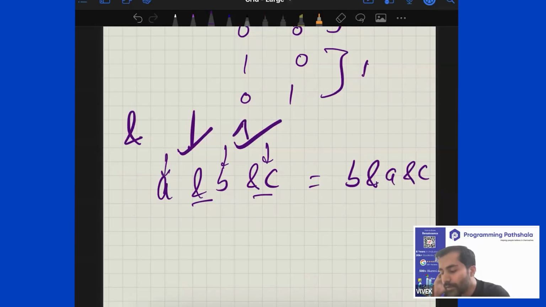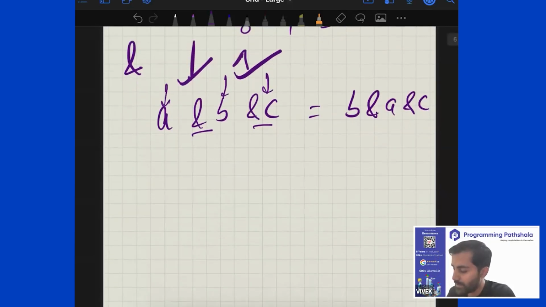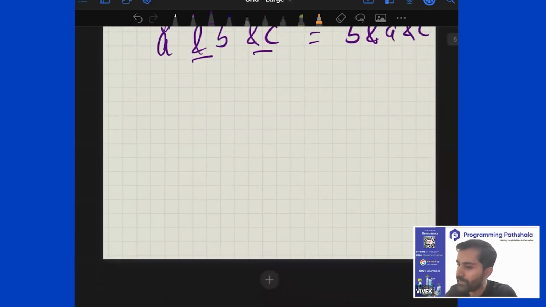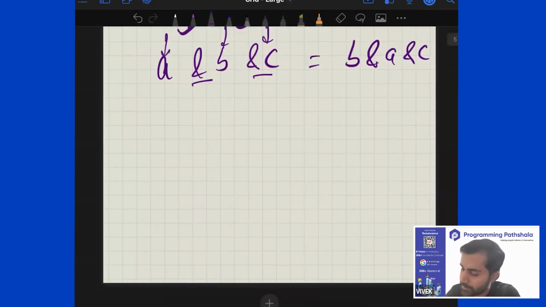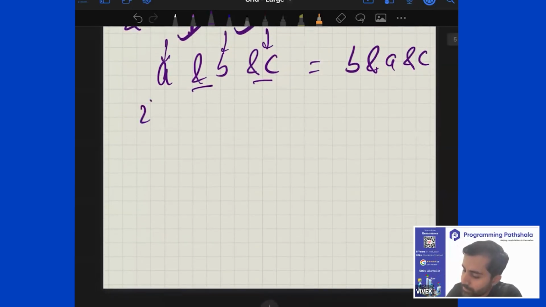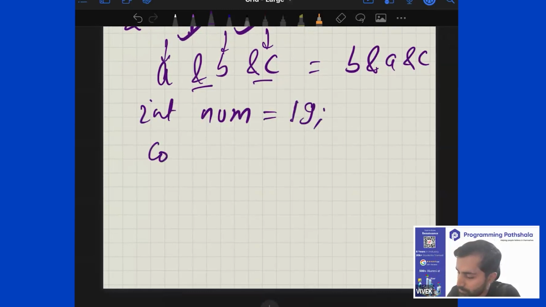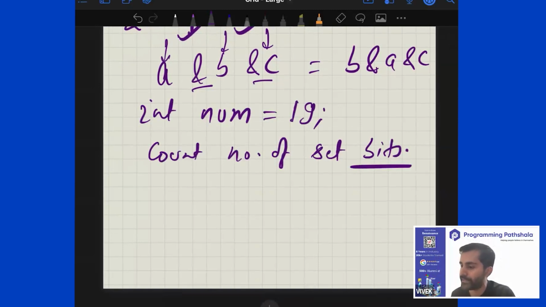Okay, so what we'll do is we'll go ahead and pick our first question. It's a very easy question, but it's a very famous interview question. So we will quickly pick that up. The question simply says that you are given a number. Okay, this number could be anything. Let's say it is 19, for example. We have to count the number of set bits inside it. How many set bits are there inside it?